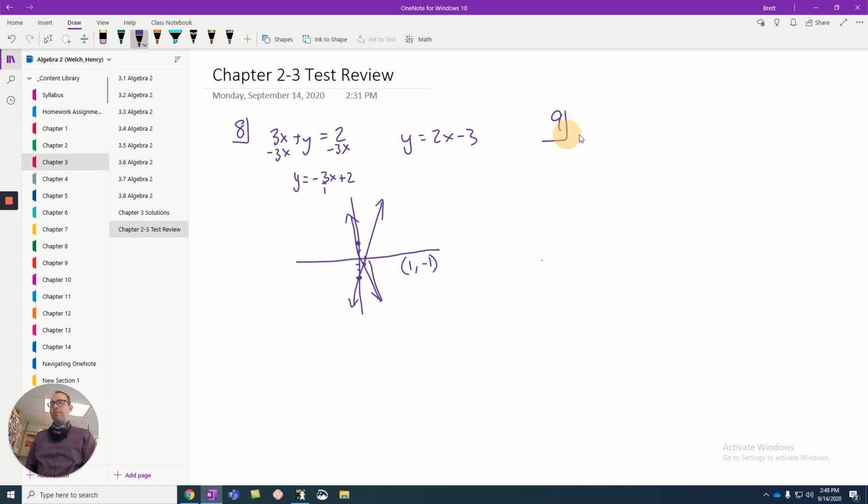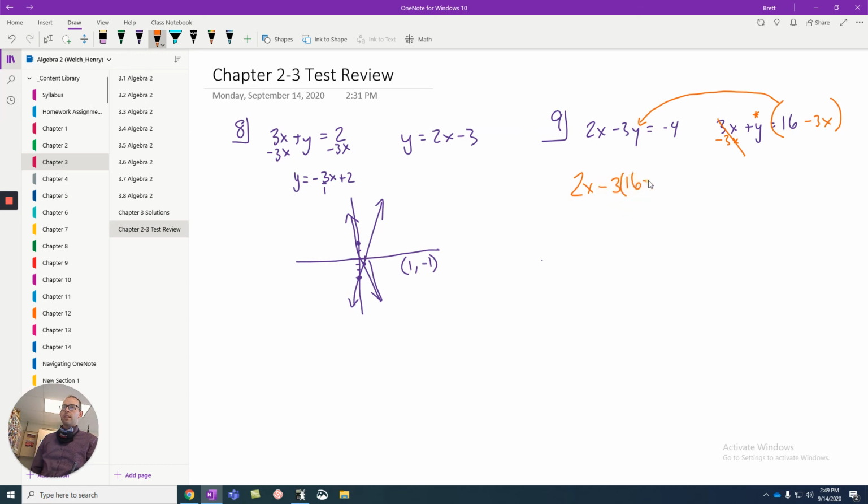So number 9 has the equations 2x minus 3y equals -4 and 3x plus y equals 16. And we're asked to use substitution. Now substitution is the one where we get one of the variables alone. If we look for our lonely variable, that would be this y here. So I'm going to subtract 3x. So now y equals 16 minus 3x. If I put parentheses around that, that can go into the other equation for y, giving me 2x minus 3 times (16 minus 3x) equals -4.